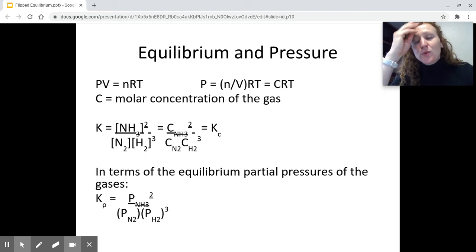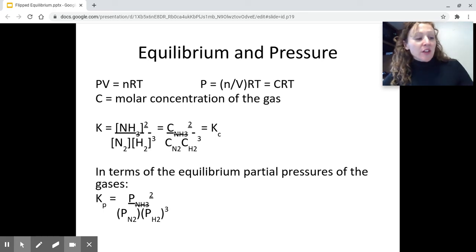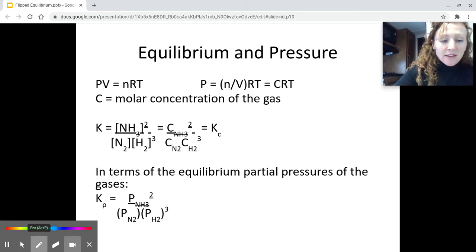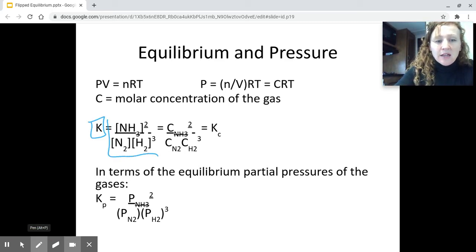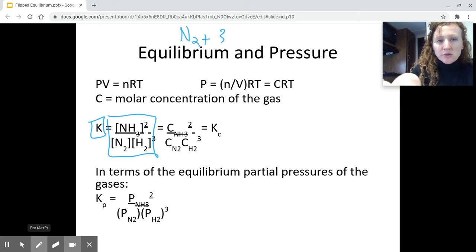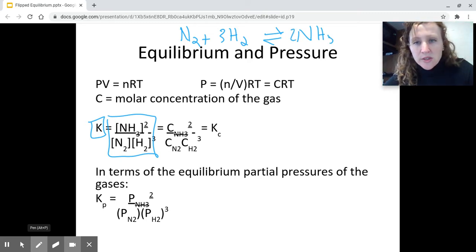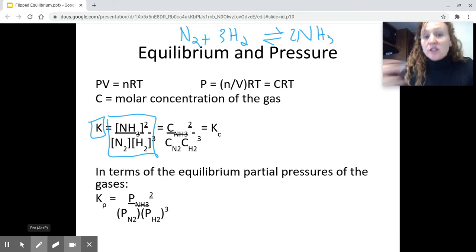Now let's get into some of the details about this law of mass action. So first of all, the law of mass action that we are dealing with is in terms of concentration. Every K that we have written so far has been K in terms of concentration. You can see here's my K, here's my K equation. This is written for a specific reaction. Let's see, it's got to be N2 plus 3H2 goes to 2NH3. So does that check out? Yes, that checks out.